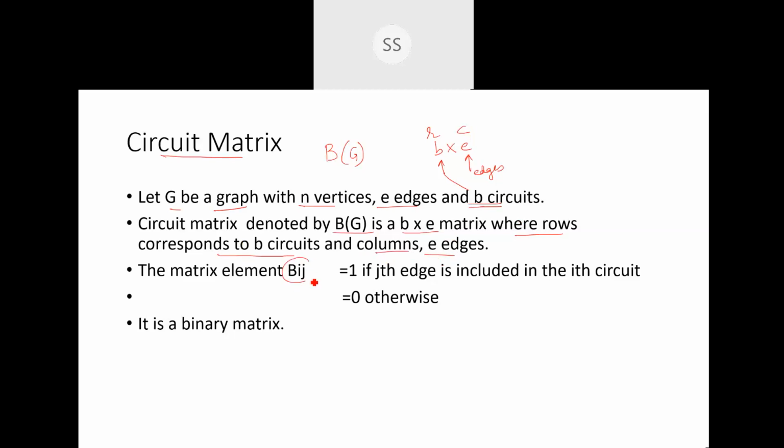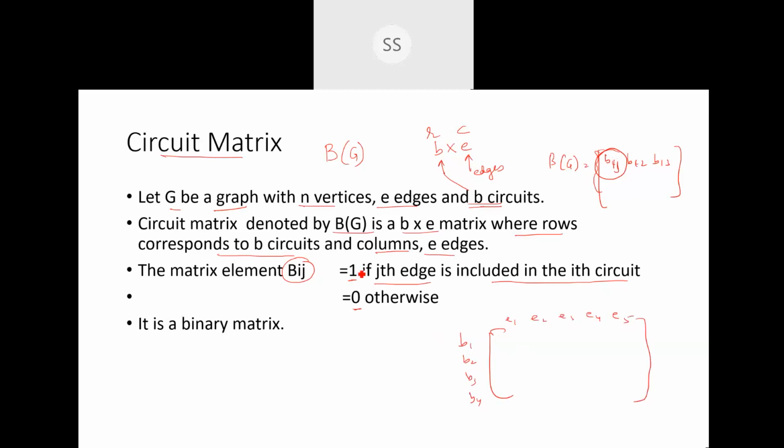Now each element in my matrix B of G, I can call it small b of ij, that is b11, b12, b13, etcetera. Each element can have a value 1 or a value 0. Why is it so? If my jth edge is included in my ith circuit. So I'll have the circuits B1, B2, B3, B4, and then the edges E1, E2, E3, E4, E5.